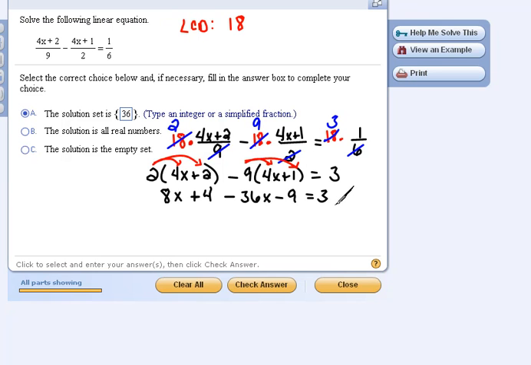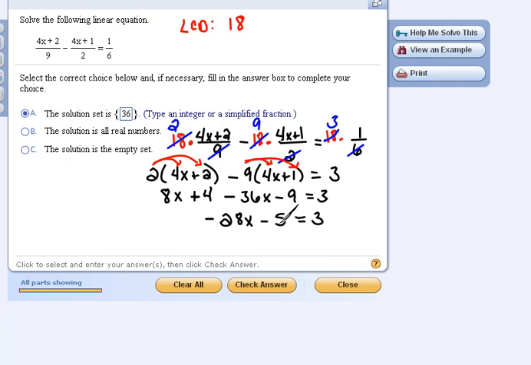Alright, now we've done all distribution, so our next step is we're going to have to collect like terms. Here we have an 8x and a minus 36x, so I need to put those together. That's going to be what? Minus 28x. And I can also put together our plain numbers. We have a positive 4 and a negative 9, which would be a negative 5, equals 3.